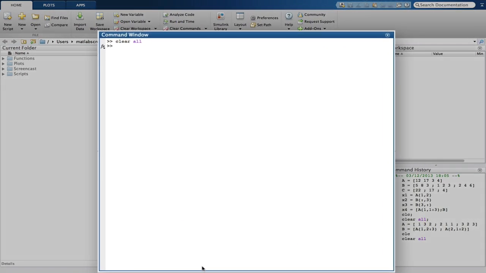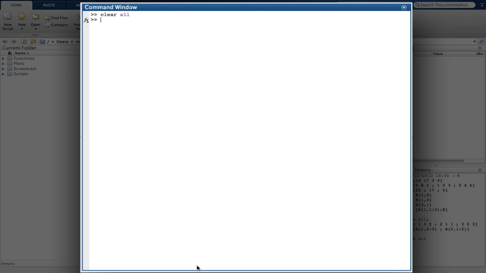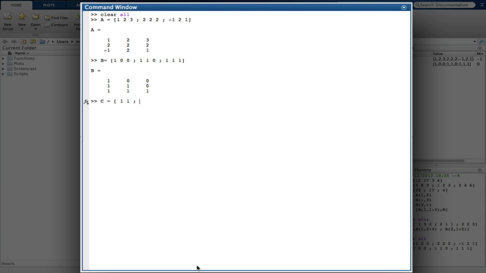Question 3 asks us to create the following matrices. Now that we've created these matrices, we have to perform some operations. The first of these is A plus B. That is simply the case of adding element by element matrix A with matrix B.